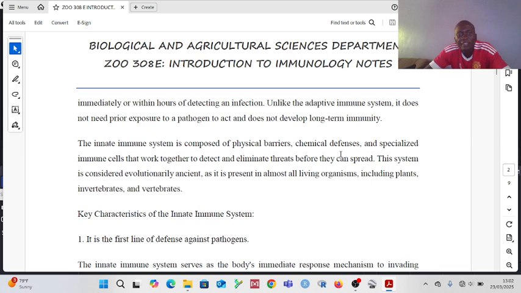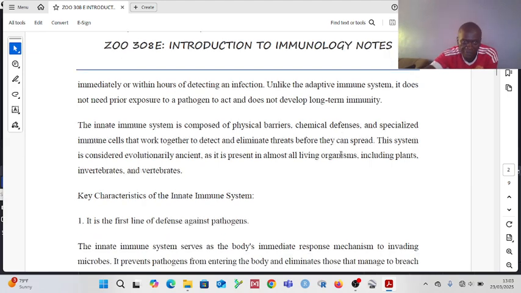So one thing with the innate immune system is that it is evolutionarily ancient. Inamaanisha ni ya kitambo na inapatikana across almost all living organisms. So you find them in plants, you find them in invertebrates, you find them in vertebrates. So you find the innate immune system across all living things, meaning it is likely to have been present with the most recent common ancestor for all living things. That's why inapatikana across all of them.